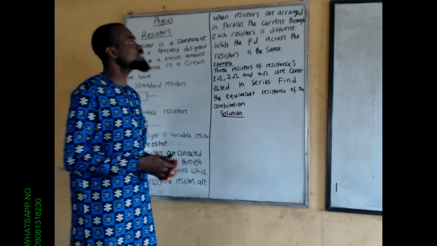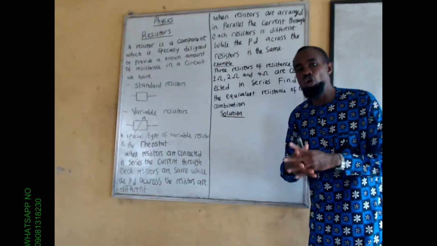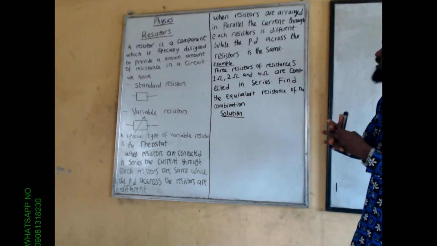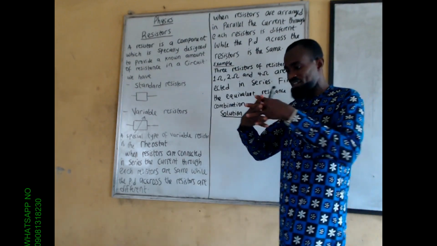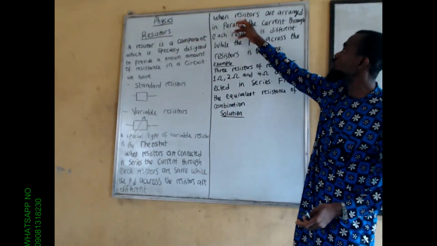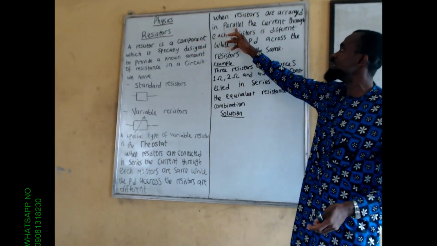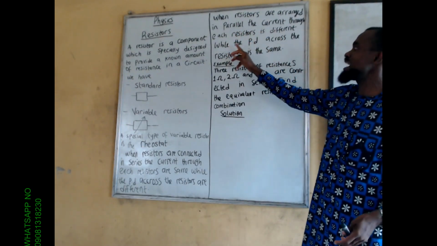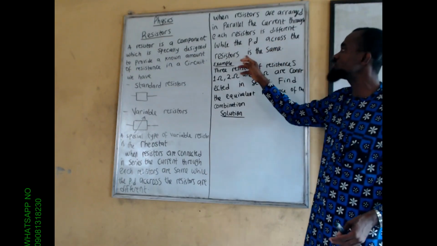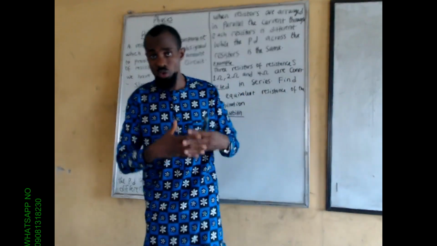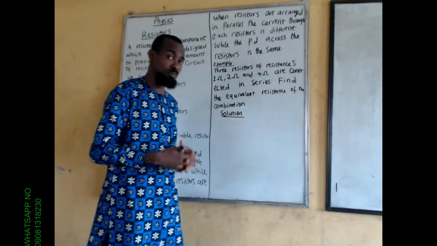Now, when resistors are arranged in parallel, the currents flowing through these resistors are no longer the same, but there is the same potential difference across each resistor. When resistors are arranged in parallel, the current through each resistor is different, while the potential difference across each resistor is the same. Please, this is very important, and we are going to make use of it as we proceed.